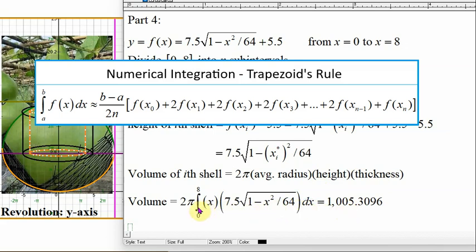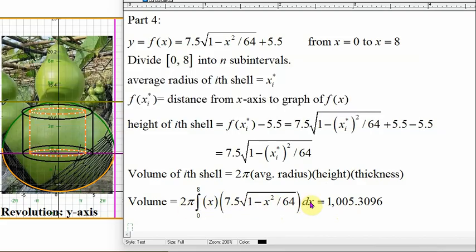Now if we don't want to use numerical integration, if we just want to do regular integration, then we can use what's called the u-substitution method. Let u be 1 minus x squared over 64. And then do the regular integration. And then we'll also end up with about 1005.